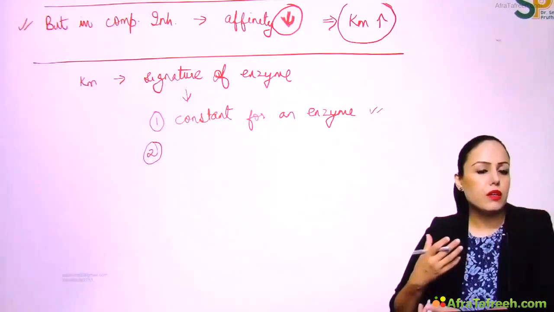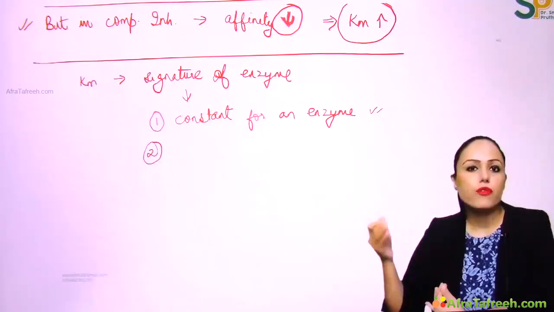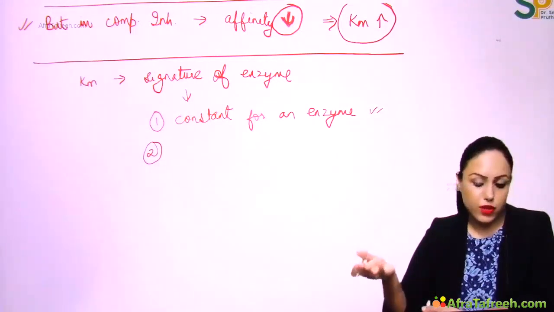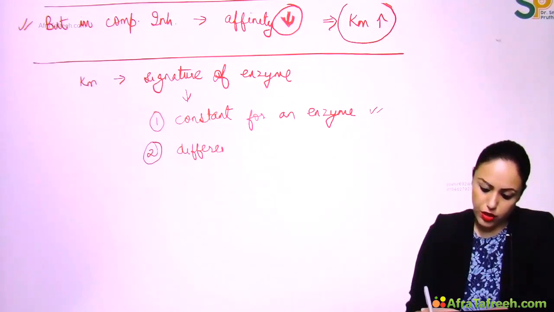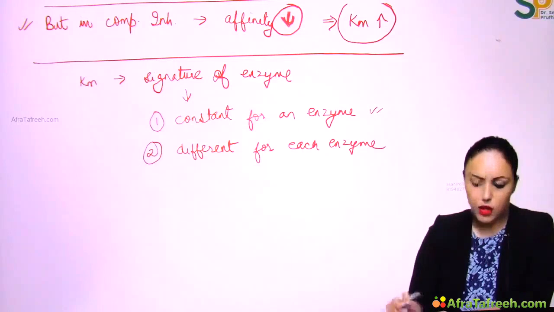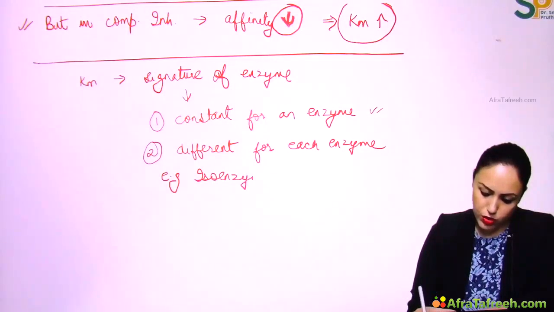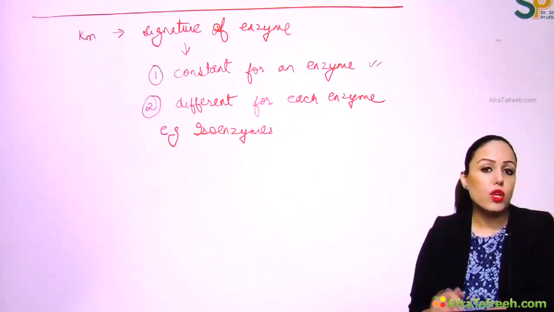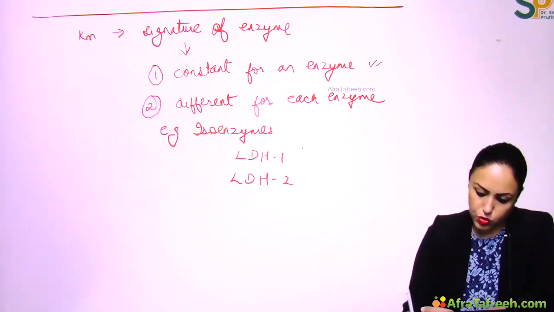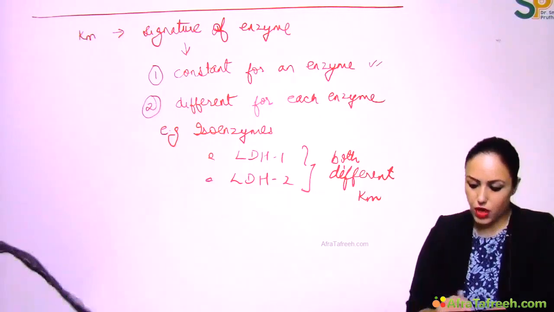Second is, one more meaning out of the signature word is that signatures are different for different individuals, right? Even twins will also be having different signature, right? So second point which I conclude here is that Km is different for each enzyme. Every enzyme will be having a different Km value. Example, isoenzymes also, like twins have different signatures, so isoenzymes also have different Km values, like LDH1, LDH2, they both will be having different Km values. Okay, isoenzymes have different Km values.